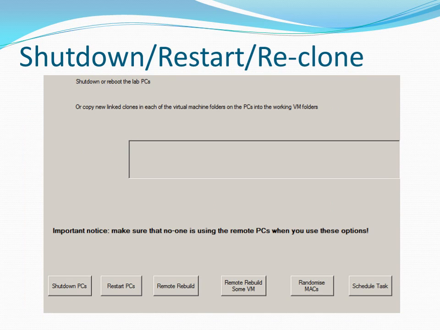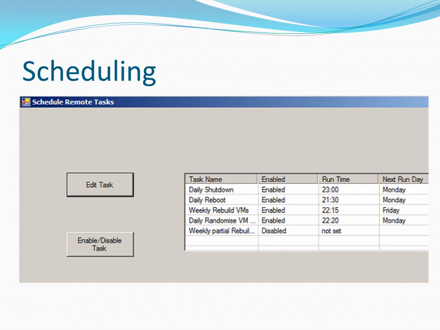And we could also shut down and restart, and we can reclone the computers. We could also randomize the MAC addresses, because if we copy computers from a master image, we tend to find that the VMware MAC addresses on the adapters will be the same, so that might cause us a problem. So we can randomize those MAC addresses. And we could also schedule some of those tasks. So we might want to do a shutdown late at night, might want to do a daily reboot, we might want to rebuild those virtual machines at certain times of the day, certain days of the week.